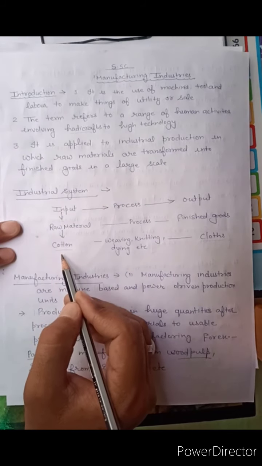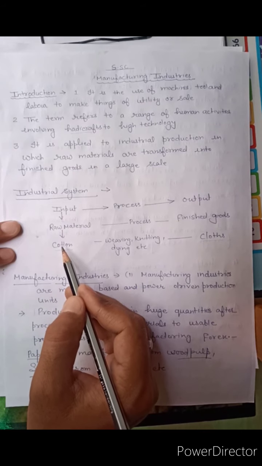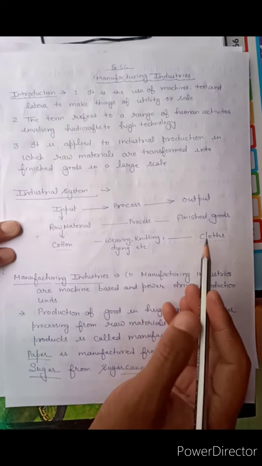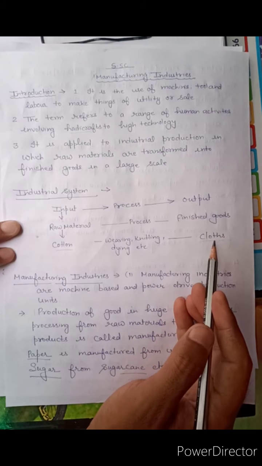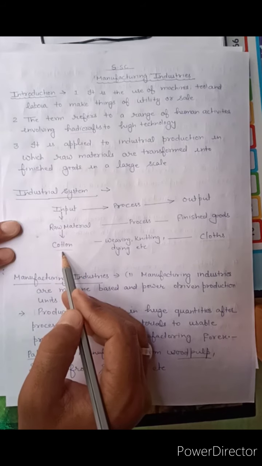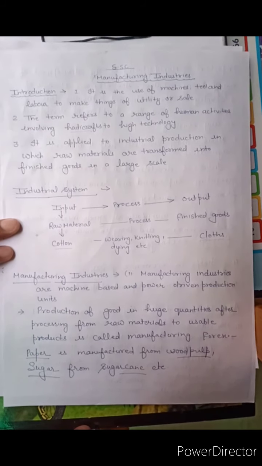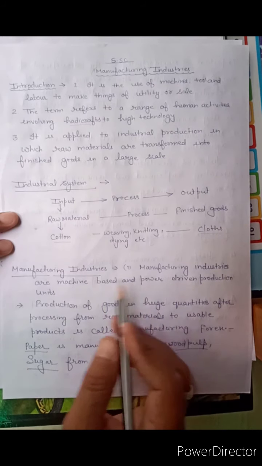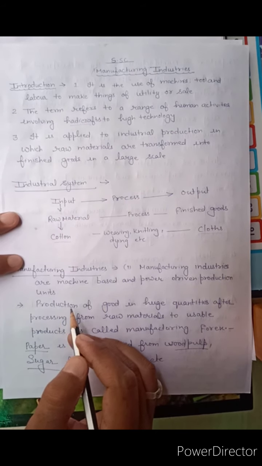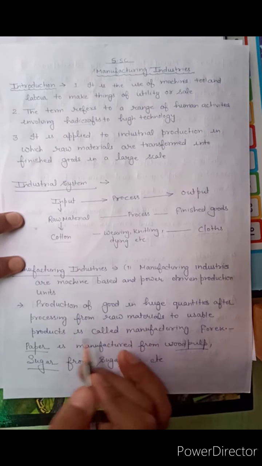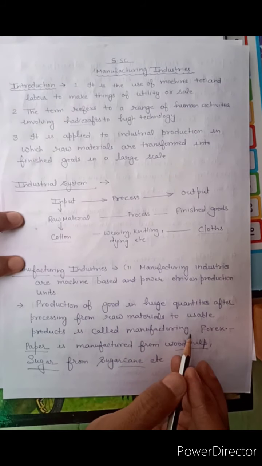So first of all, cotton. Cotton is the raw material for the cloth industry, and after weaving, knitting and dyeing processes etc., we will get cloth. So cloth is the output of the industrial system and the raw material which was used was cotton. Manufacturing industries are machine based and power driven production units. Production of goods in huge quantities after processing from raw material to usable products is called manufacturing.